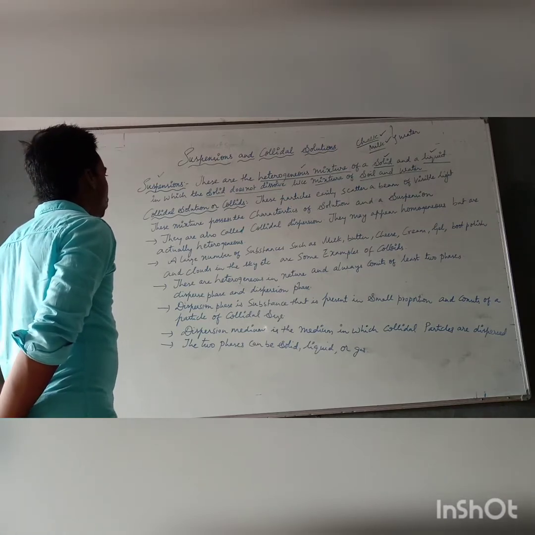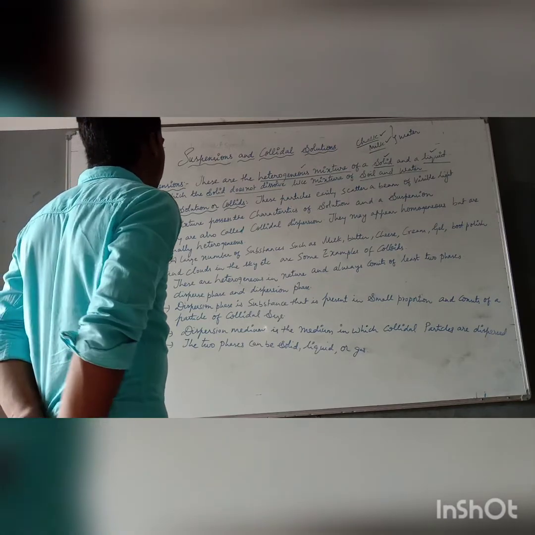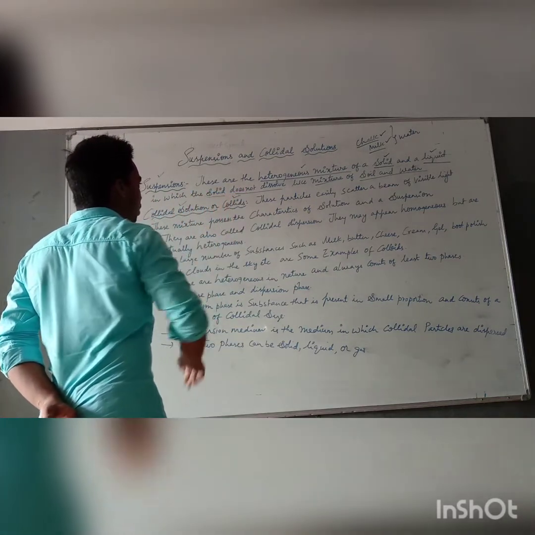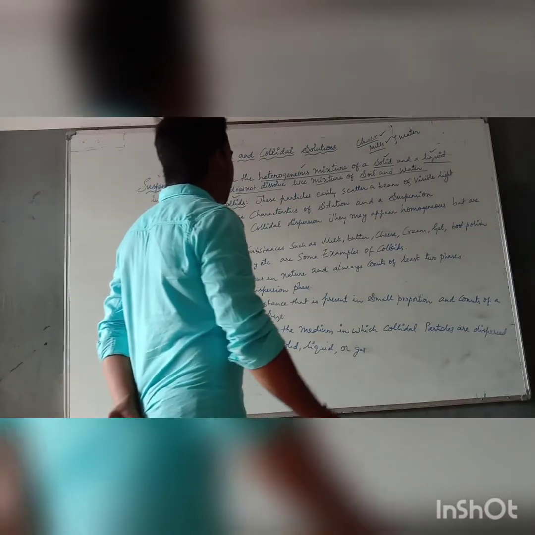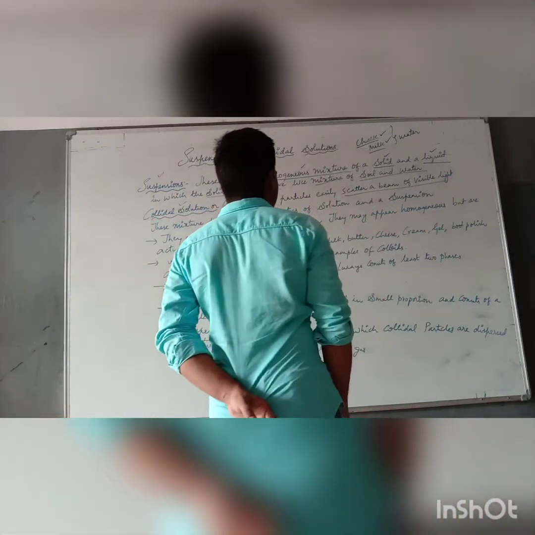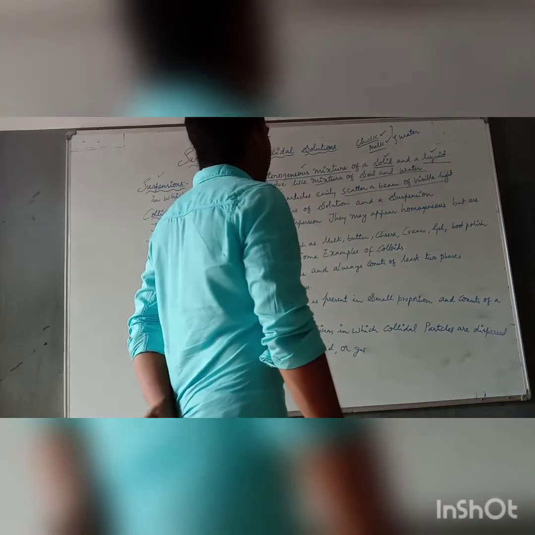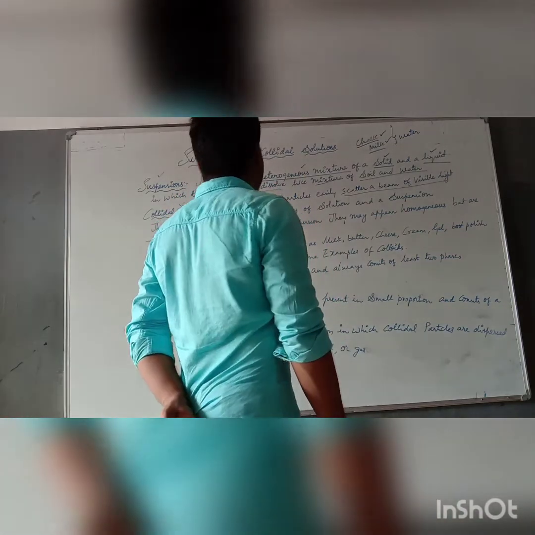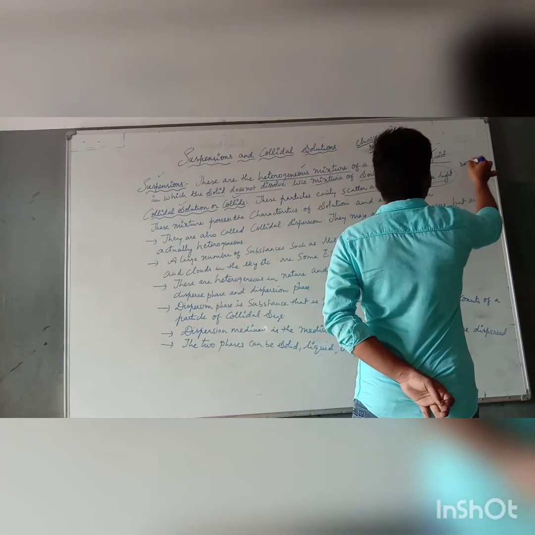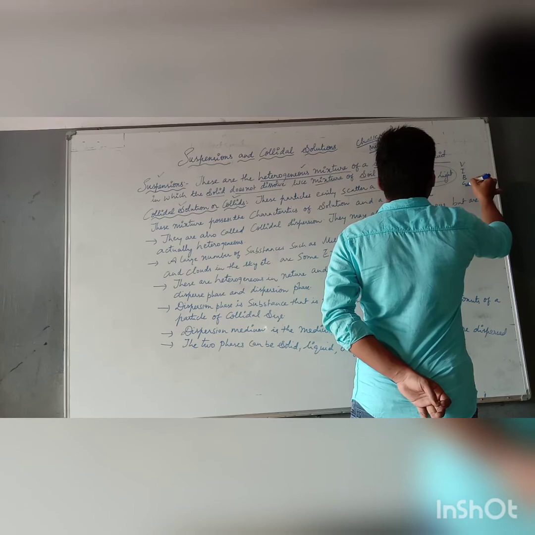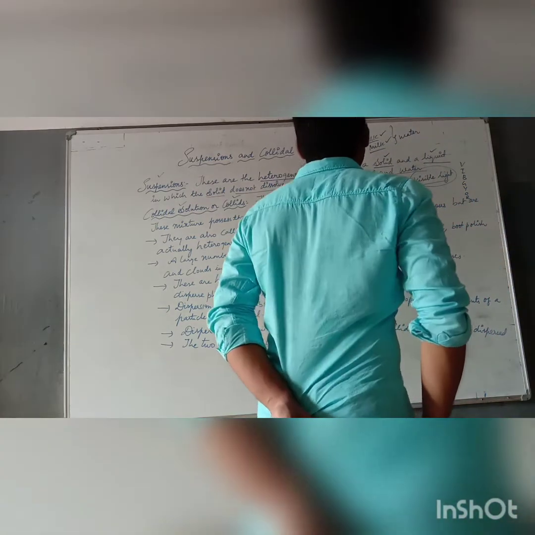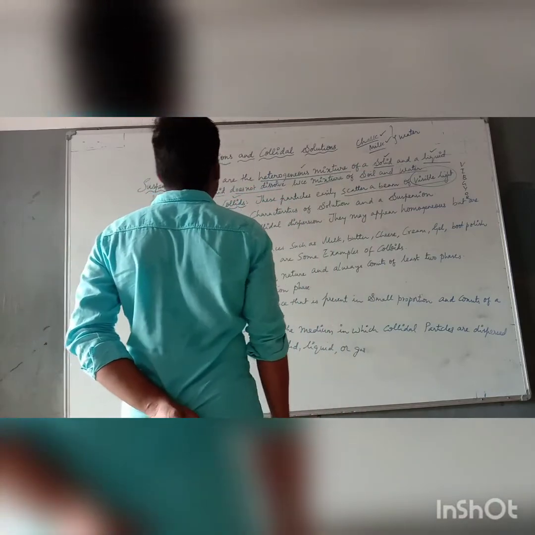Coming to what are colloidal solutions or colloids. Colloidal solutions are also known as colloids. These particles scatter a beam of visible light. Visible light means the range from violet, indigo, blue, green, yellow, orange to red. These colors come under the category of visible light.